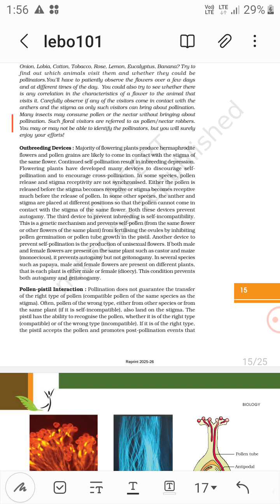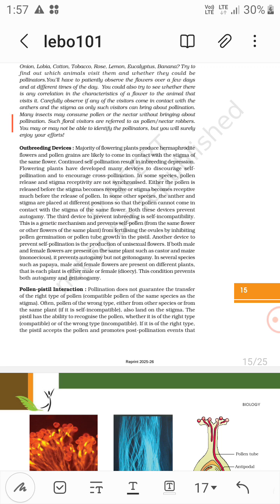Now in some other species the anther and the stigma are placed at different positions, so that the pollen cannot come in contact with the stigma of the same flower. So the position of the pollen and the stigma is different on the same flower. Both these devices prevent autogamy. Now autogamy is the transfer of pollen grain from the same flower to the stigma of the same flower.